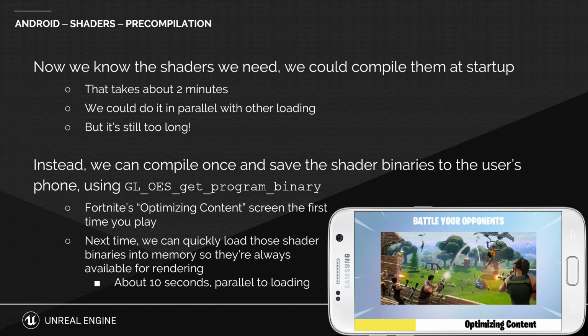So for Fortnite, we compile the shaders once when you first install the game, and that's this optimizing content screen you'll see if you ever launch Fortnite on Android.